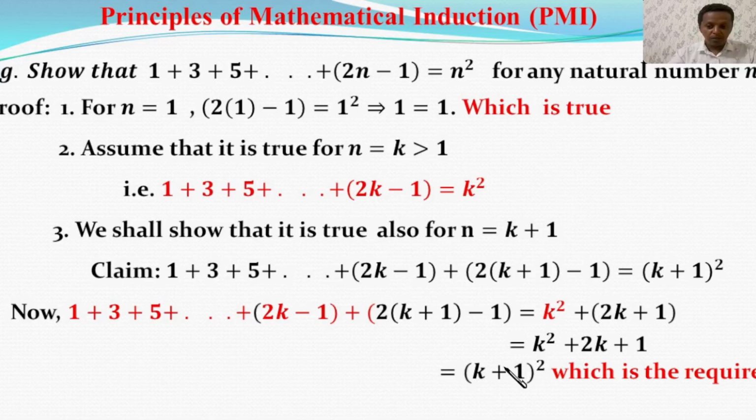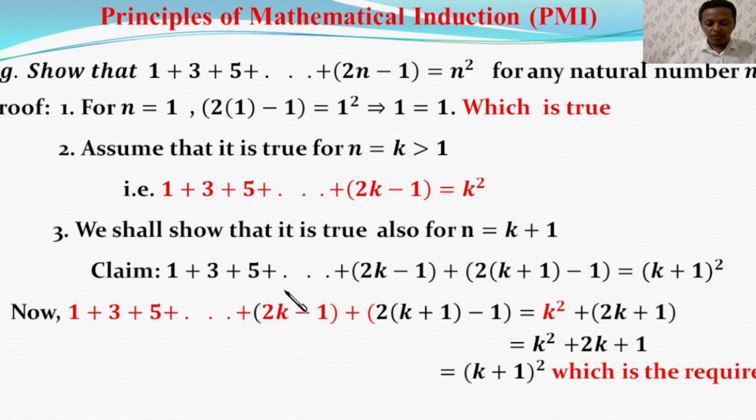Meaning, the given statement is also true for n is equal to k plus 1. Based on the assumption that the given statement is true for k, we showed, or we proved, that it is also true for k plus 1. Because the sum of the first k plus 1 odd natural numbers is equal to k plus 1 square.